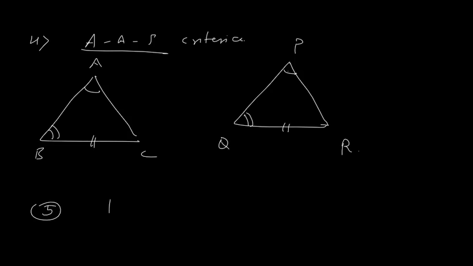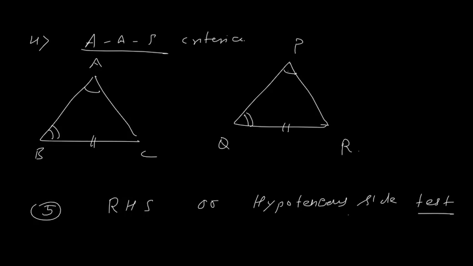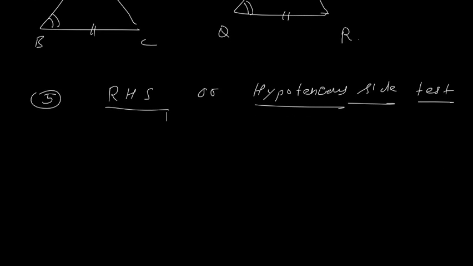And fifth is your RHS criterion, or sometimes it is called the hypotenuse side test. Different books refer to this criterion differently. RHS means right angle hypotenuse side test. That means the two triangles are right angle triangles.